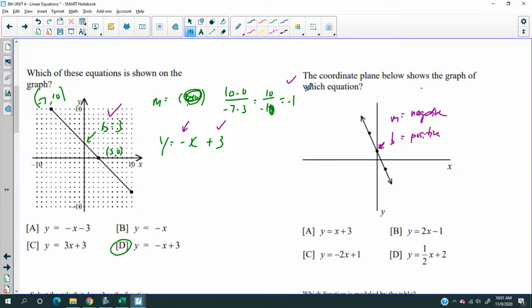Now this second one, I did this on purpose. I left it unfinished on purpose because I want to go over this with you. So let's see.